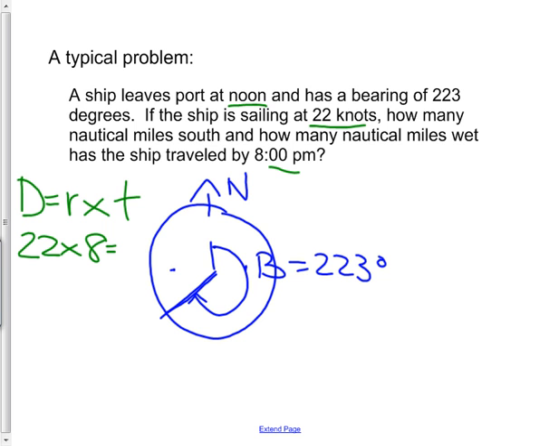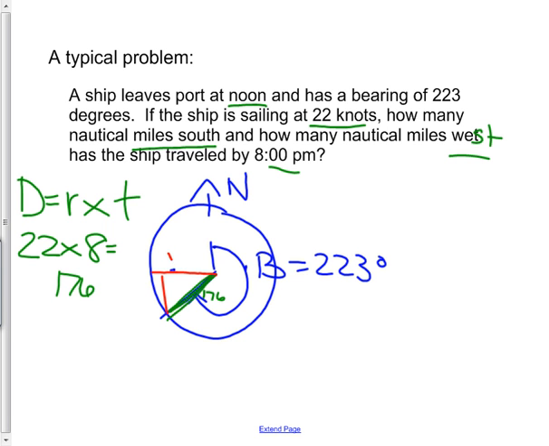22 times 8, 176. So that is this right here. 176. Now the rest of the question says how many miles south and how many miles west did they travel? So we don't have quite enough information. So what we need to do is draw a triangle. All these problems are about drawing a triangle. Find the triangle.